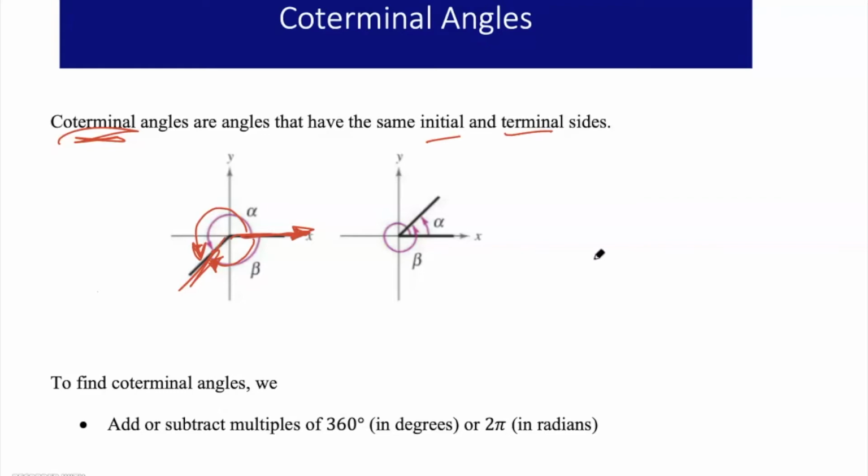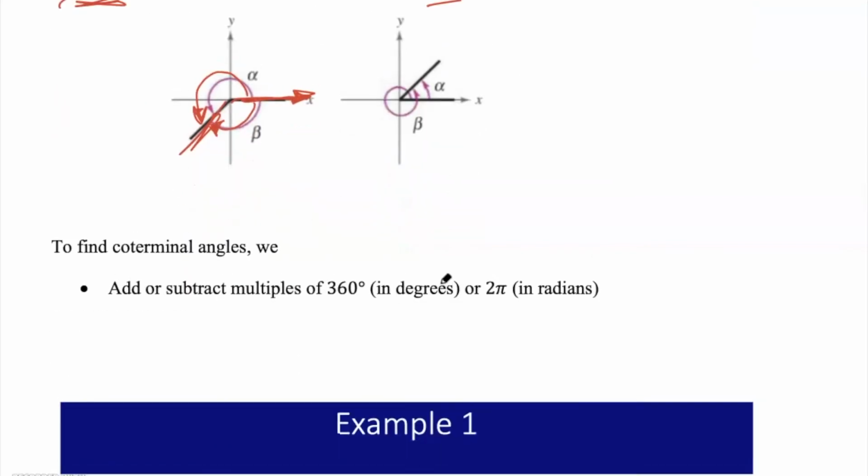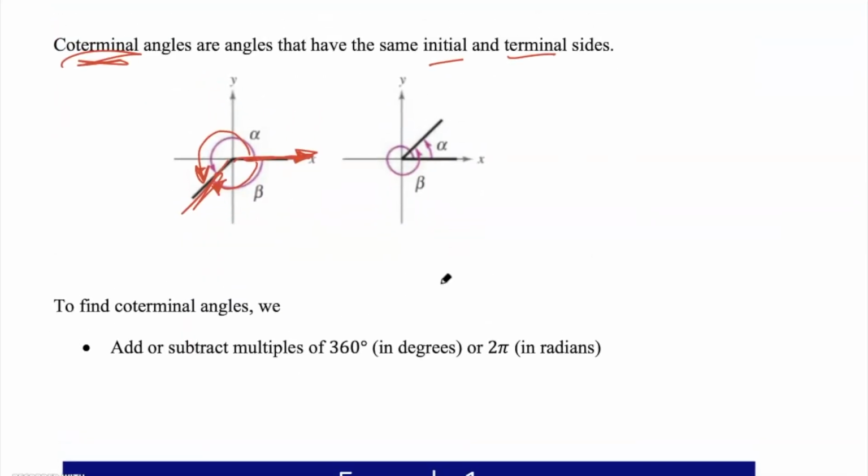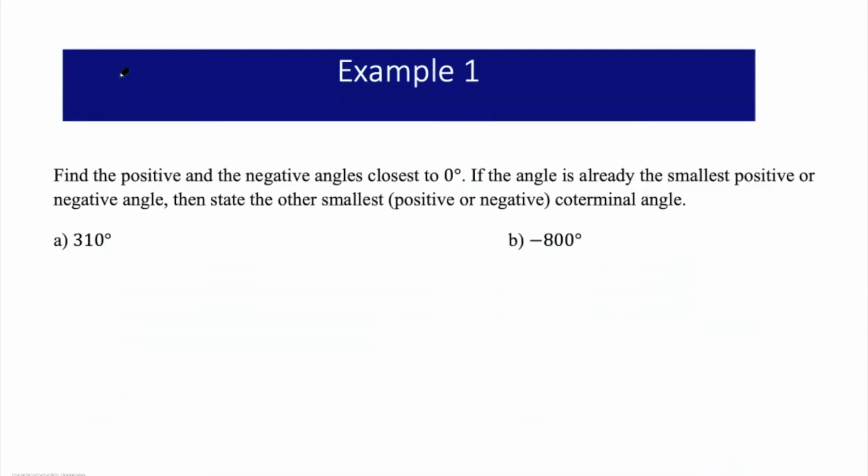So to find coterminal angles, given a certain angle, we have to add or subtract 360 degrees if we are in degrees, or 2 pi if we are working in radians. Let's start with an example.